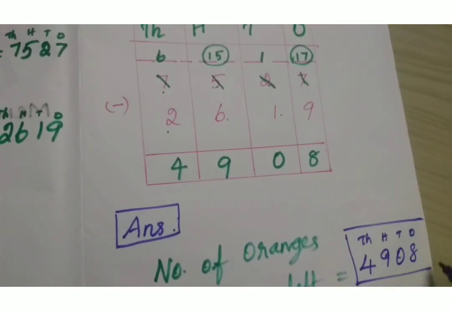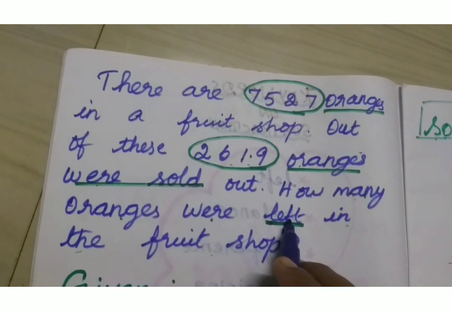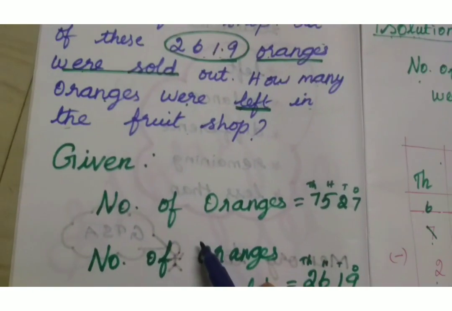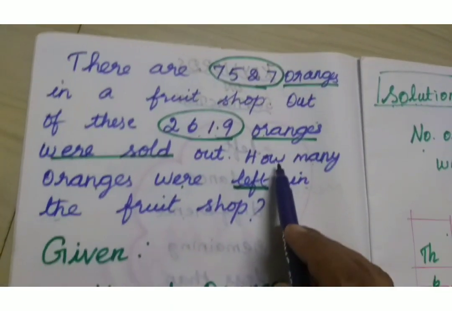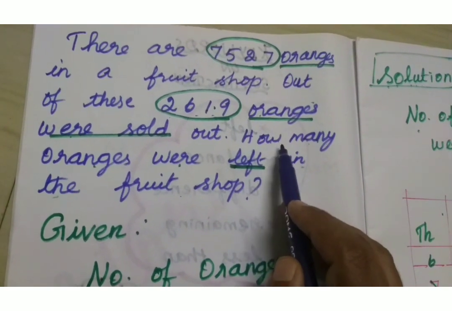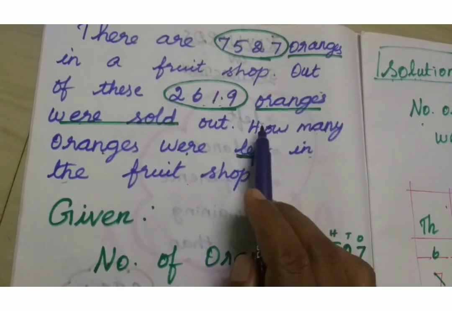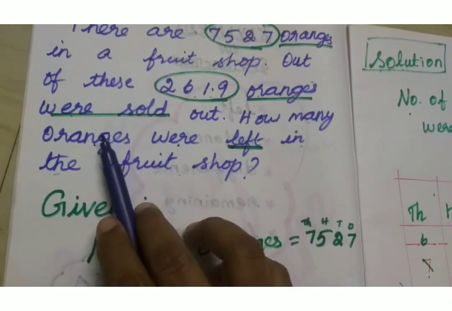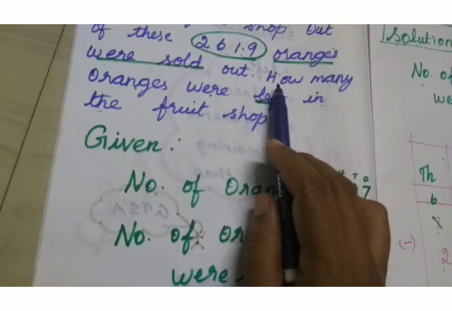Okay. Now one more time I will tell you: you should find out what the keywords are. Then you should circle the numbers that are given. The given numbers you should write in statement form as in the given heading. Then second, to find: where do you find the statement? In the question, where the question starts, that is how many, which are, what are. These are the question words. How many oranges were left in the fruit shop. So you should find the question word, how many.